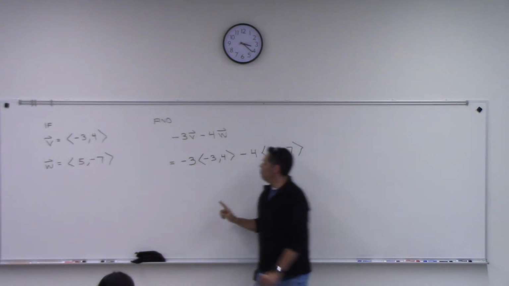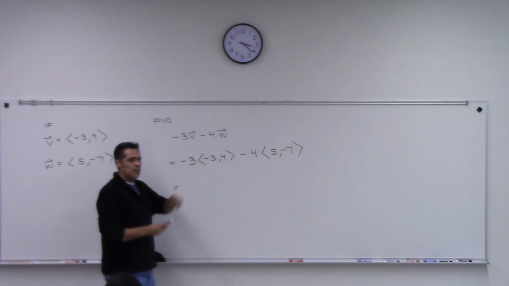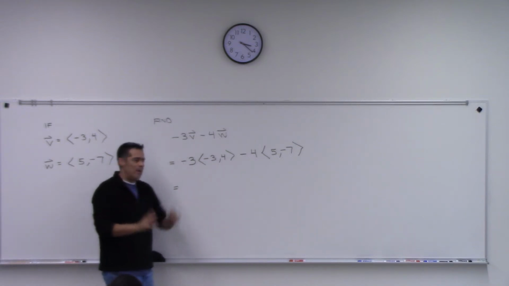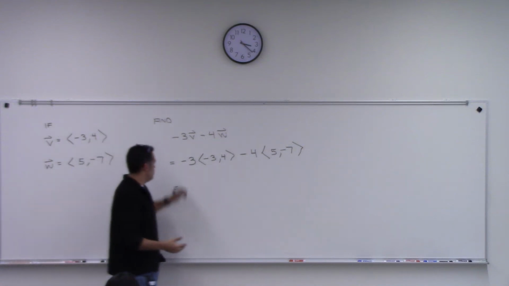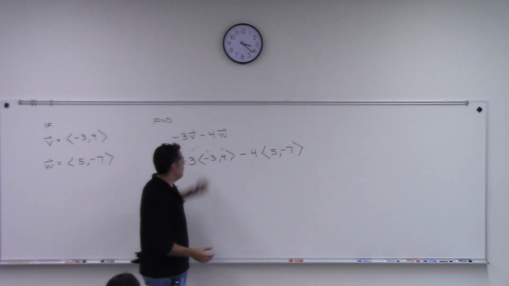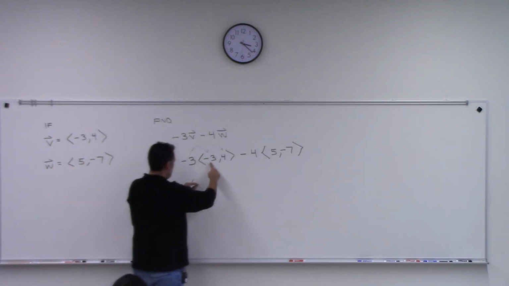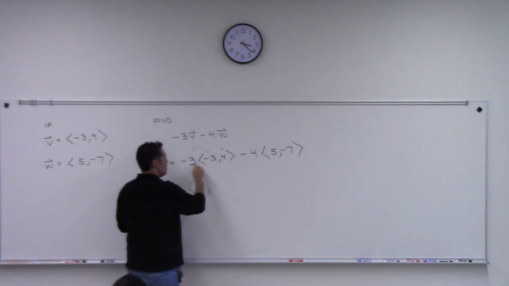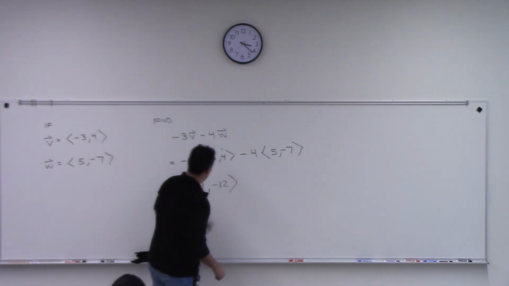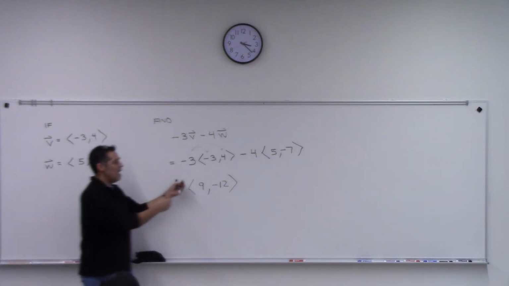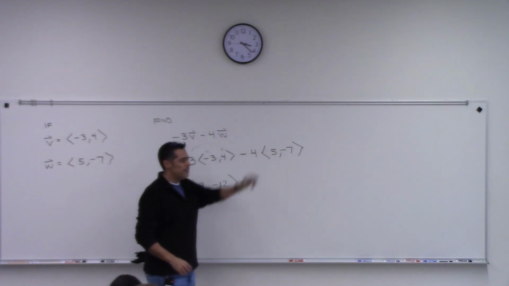Now, when you do scalar multiplication of a vector, we realize that's like stretching and flipping and all that. But when you do it algebraically, you do what you wish you would do here. You just distribute this through the vector. So you just go -3 times -3 is 9. And then you go -3 times positive 4 is -12. See how I distributed that? This through. And then over here we do the same thing.